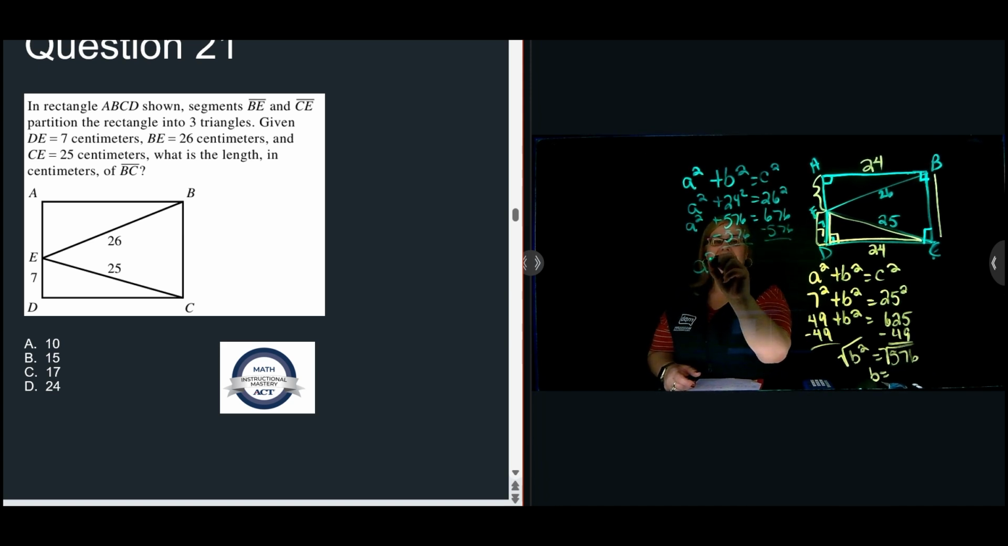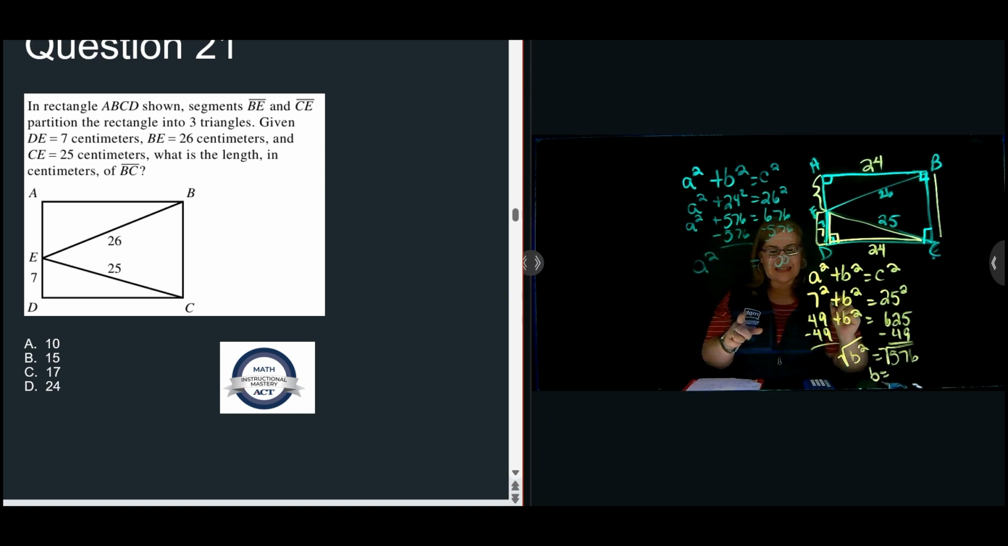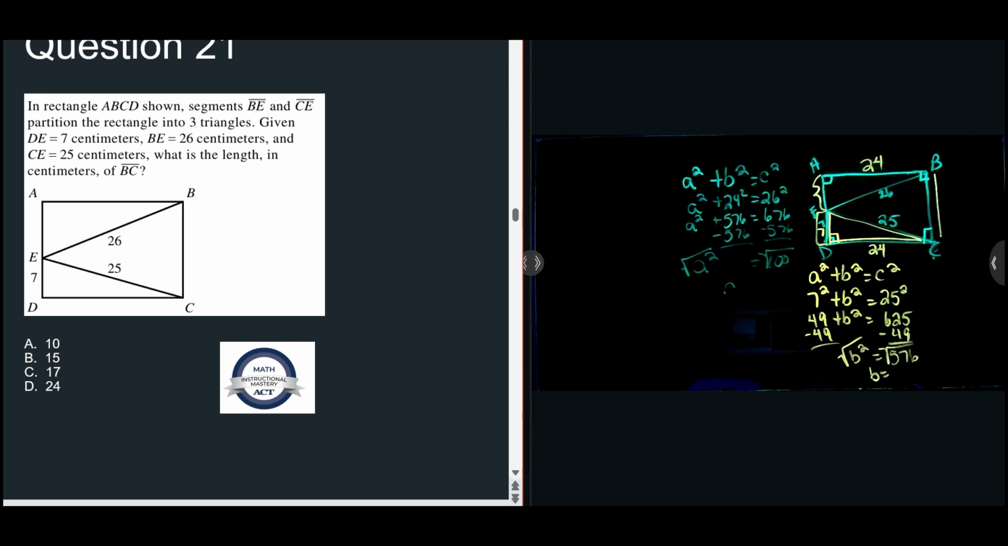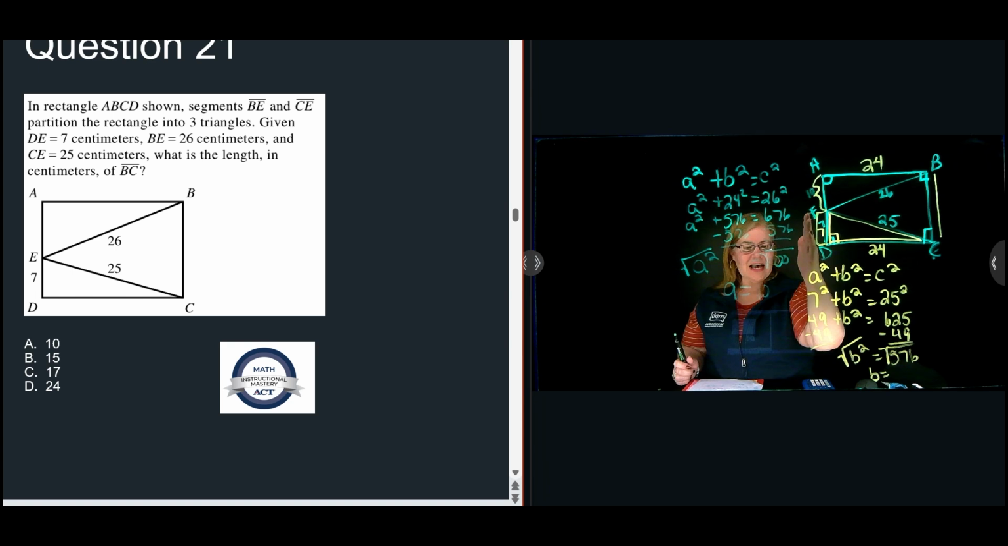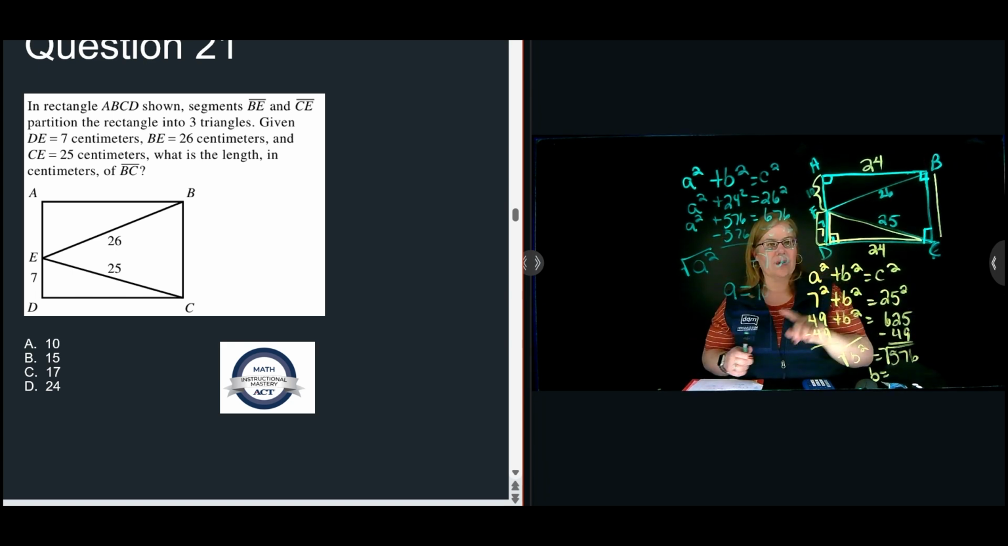So I have my A squared equals what? 100. Still got to isolate that variable. So I'm going to take my square root and A equals 10, that means this portion right here is 10. Now, we know that this side and this side are congruent.